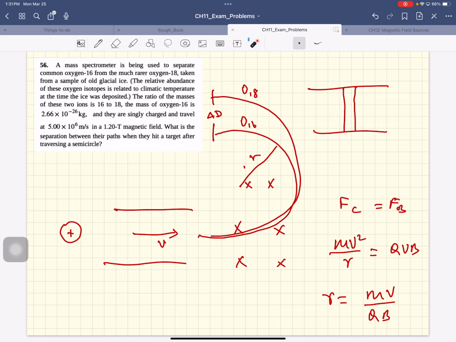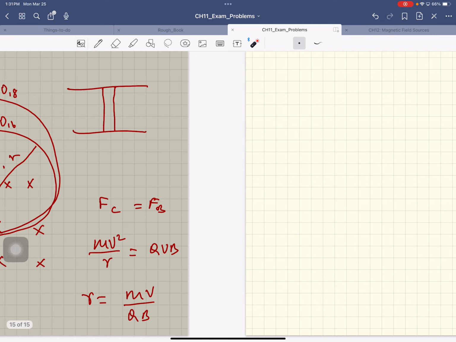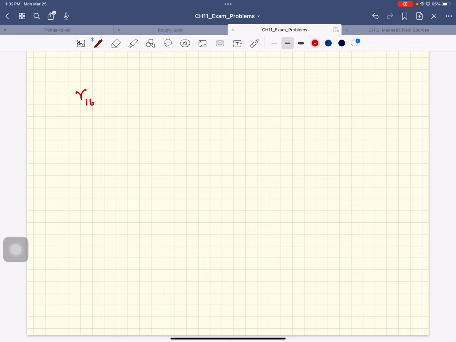So they've taken singly charged oxygen 16 atoms and singly charged oxygen 18 atoms. Actually, you would use a singly charged water molecule containing oxygen 16 or oxygen 18, but for our problem, we'll just say singly charged oxygen atoms and singly charged oxygen 18 isotope. So the radius of oxygen 16 is mass of oxygen 16 times velocity over qB, and the radius of oxygen 18 is similar.